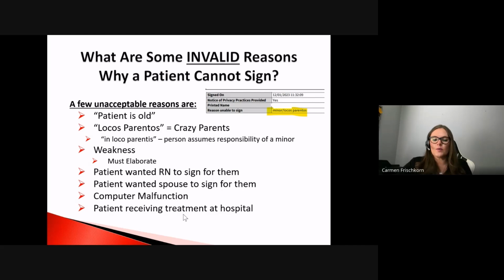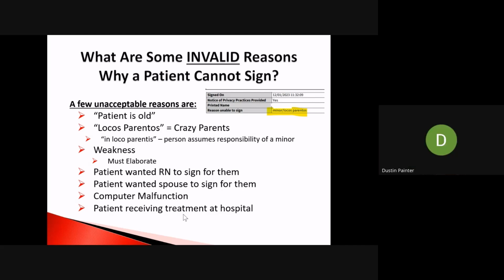And then patient receiving treatment at hospital. Dustin, you want to take over this one? Yeah, every once in a while we'll receive a run report where they say the patient unable to sign due to acuity of care or receiving treatment at a hospital or with nursing staff or something to that effect. Basically, you're saying you didn't have time to get the signature, which may be true. You may have a medical reason why you didn't have time to get that.